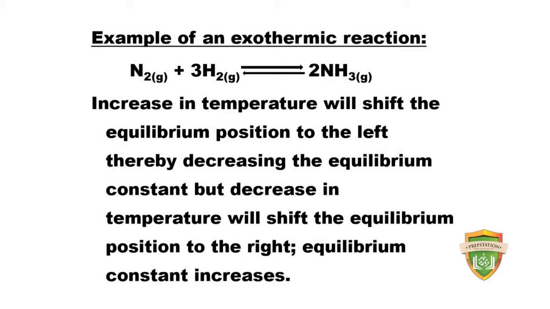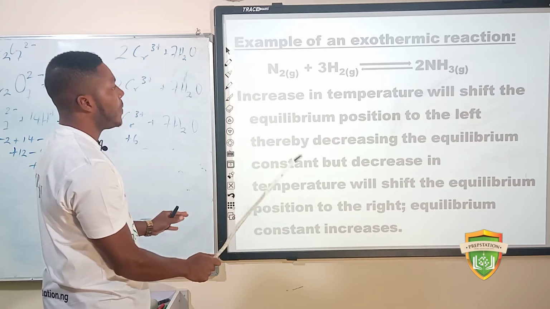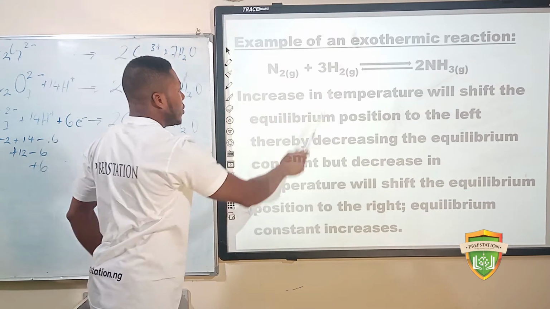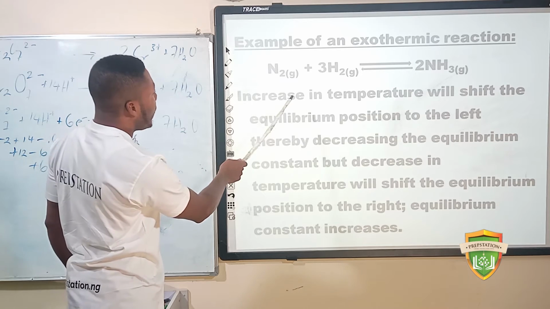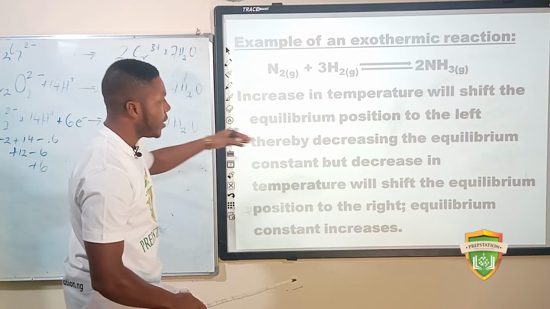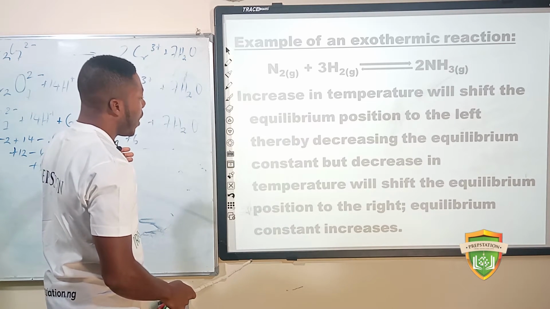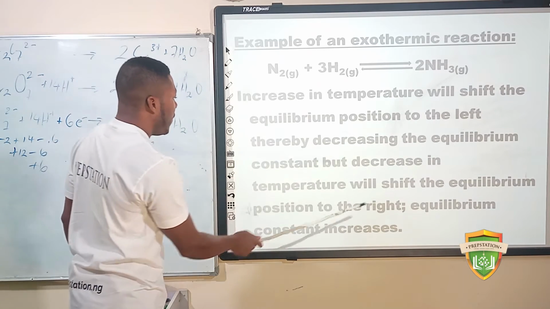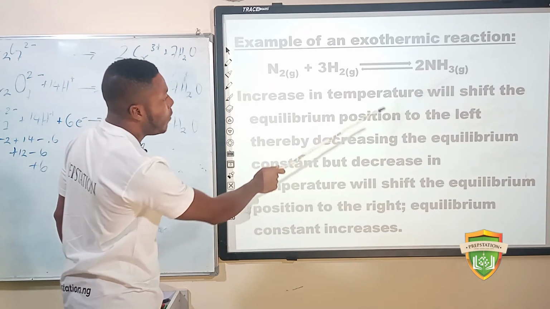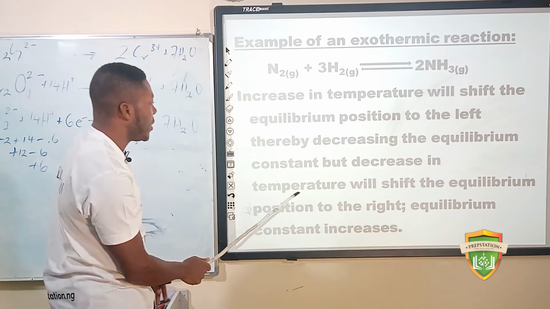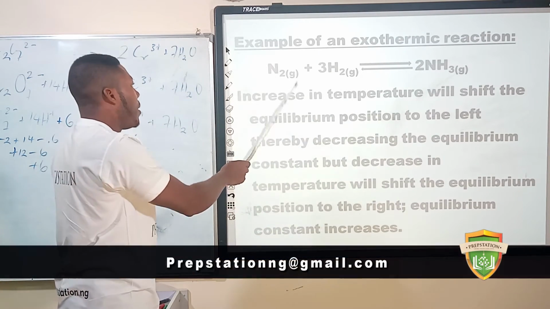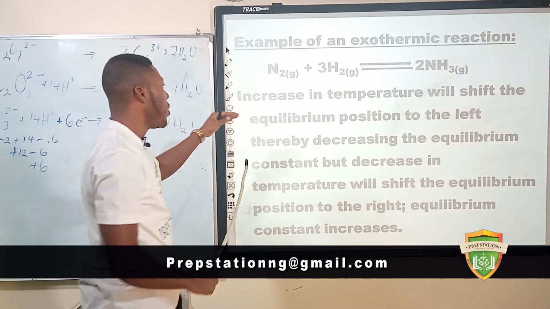But decrease in temperature will do what? Shift the system position to the right. Equilibrium constant increases. So this is the first example I'm going to give you. Exothermic reaction: increase in temperature favors the left, while decrease in temperature favors the right. So more product is formed when you decrease temperature, and more reactants are formed when you increase the temperature.